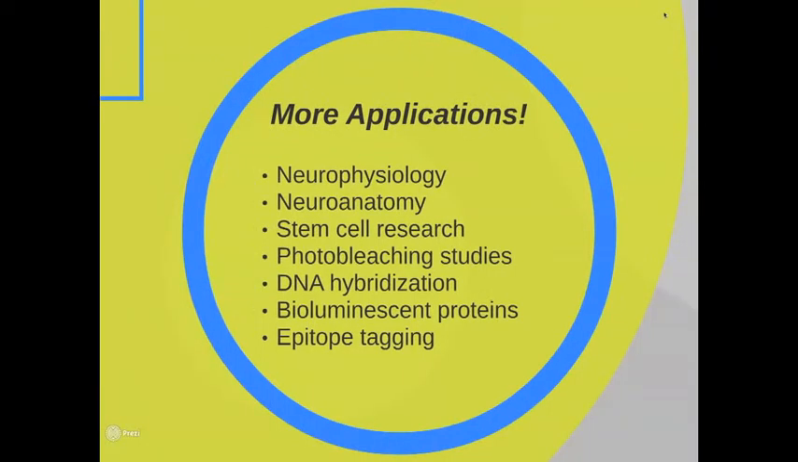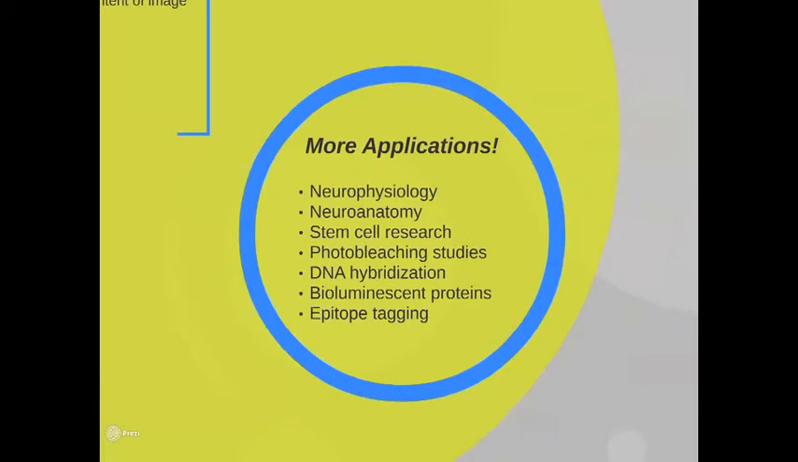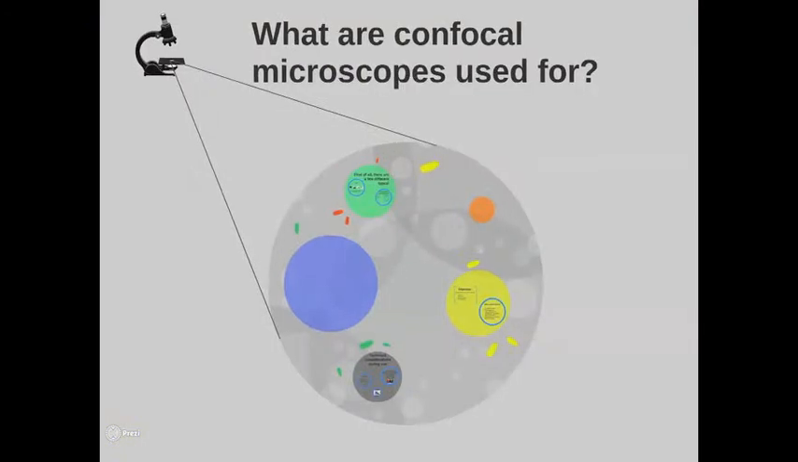There are many applications for confocal microscopy, including neurophysiology, neuroanatomy, stem cell research, photobleaching studies, DNA hybridization, bioluminescent proteins, and epitope tagging, in addition to the ones that were already mentioned in this presentation. Now you know a little bit more about the inner workings of confocal microscopy and what it's actually used for.